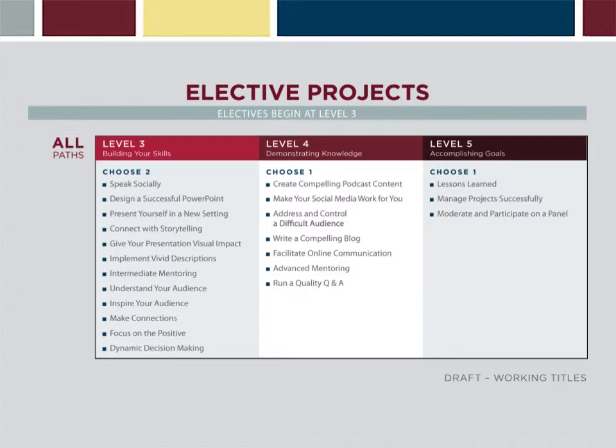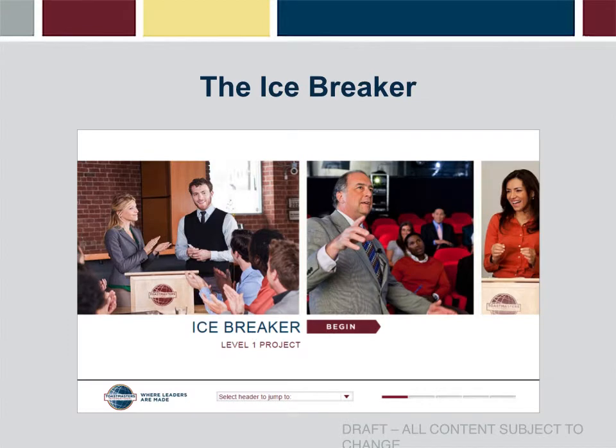Here is a current list of elective projects for Level 3, 4 and 5. They're still in the process of adding projects to this pool. Let's take a look at the new icebreaker as an example of a project. These next slides show sample content. Please note that all the content you see is not finalized and is subject to change.